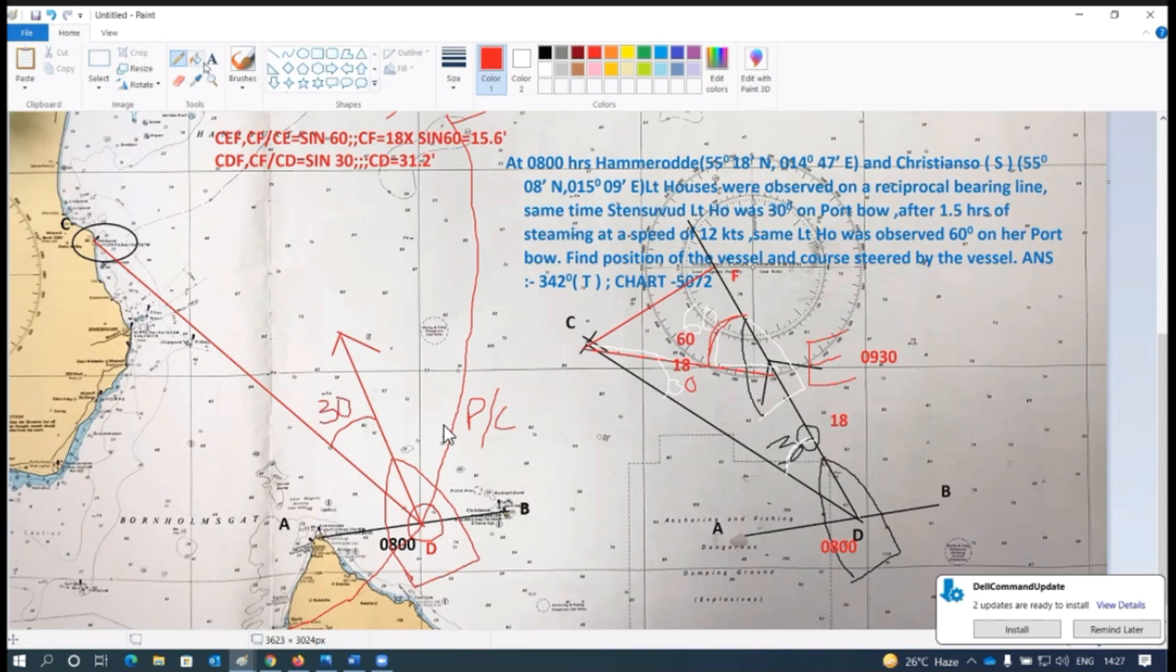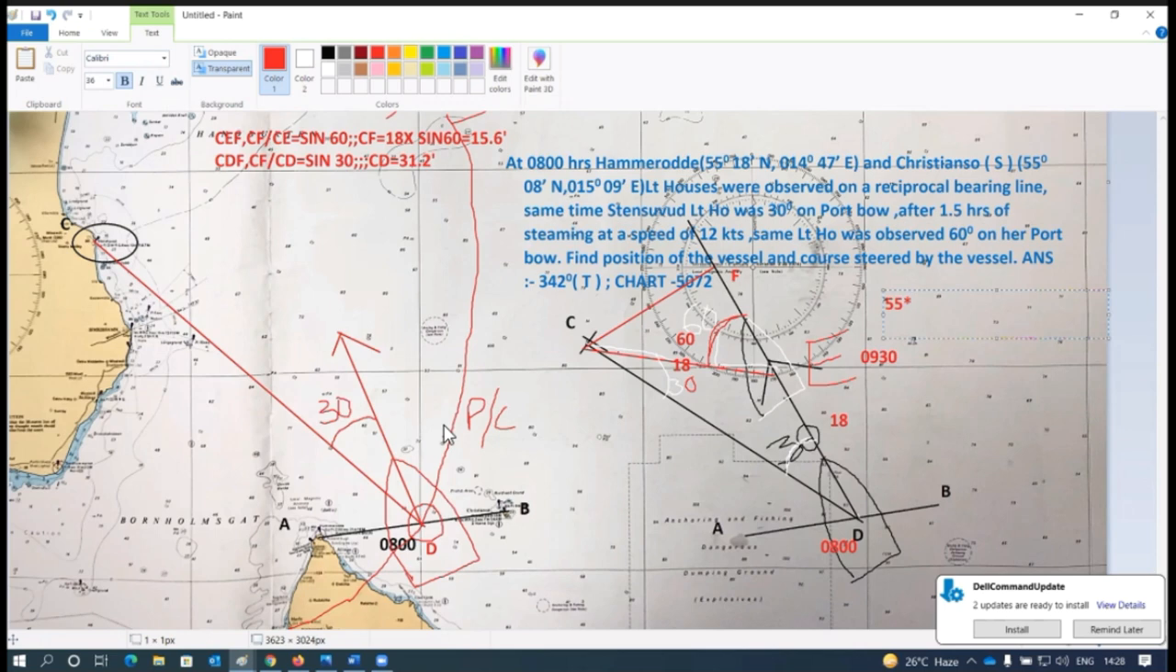So he got the answer. I'm just typing it here. See that, if the course comes, the answer position also will come automatically. Degrees, 18.4 north. And the longitude he got 014 degrees and 56.0 minutes east. Look, the answer should be this.